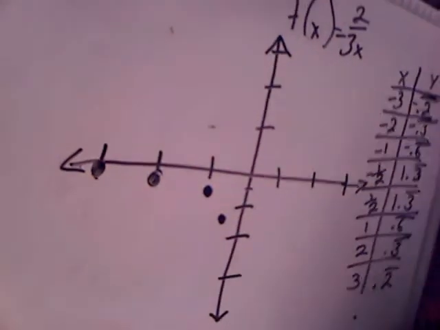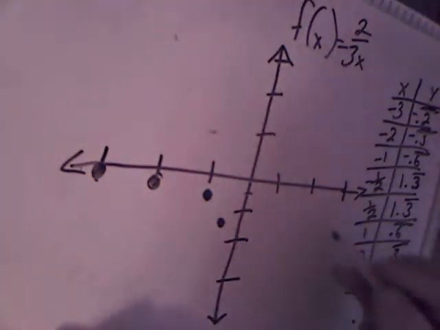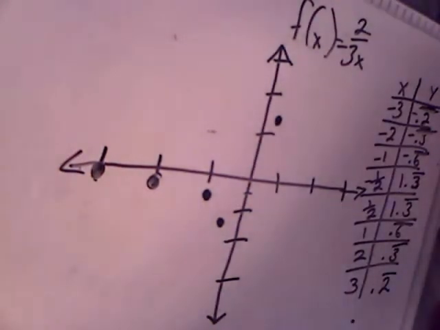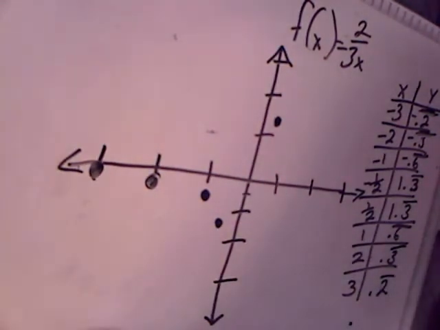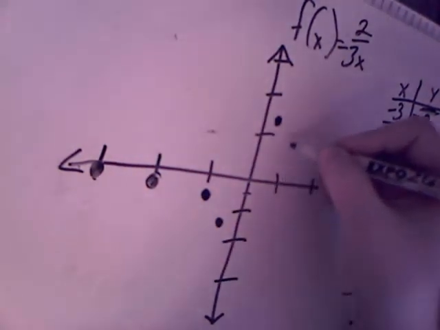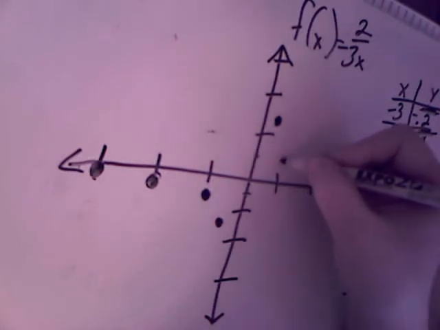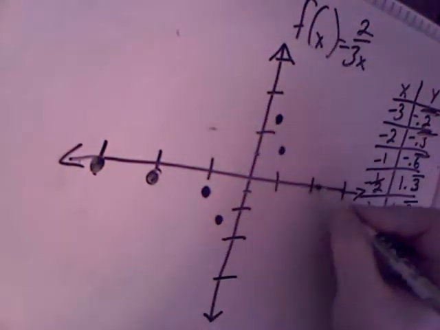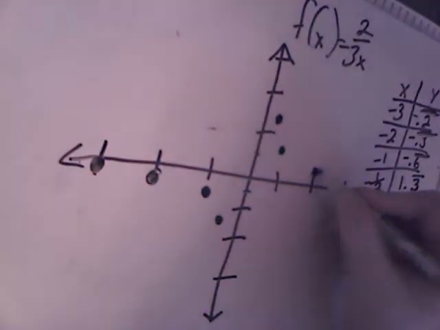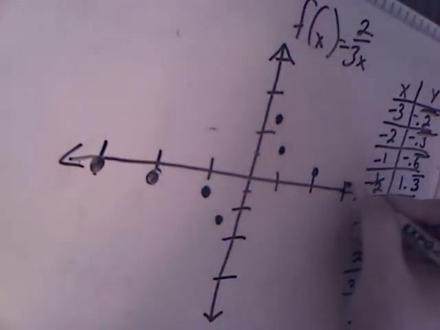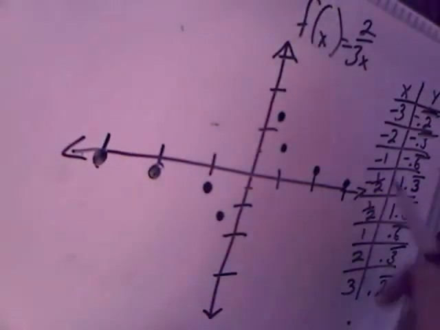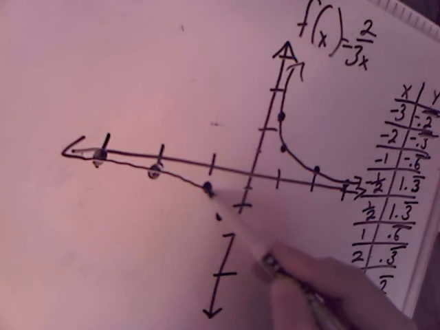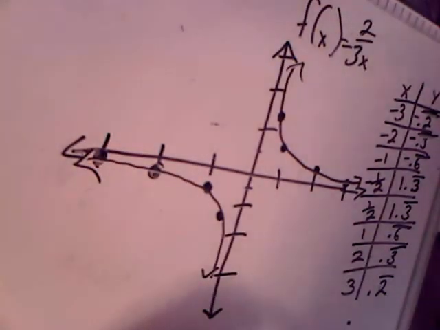Let's graph the rest of these. 1/2, 1.3 repeating, so I can run 1/2, jump up 1 1/3, run 1, jump up 0.6. Well, 0.5 is here, so 0.6 is roughly going to be here. Run 2, jump up 1/3, and then run 3 and jump up 1/5 or 0.2. And there we can see that we have an inverse variation.